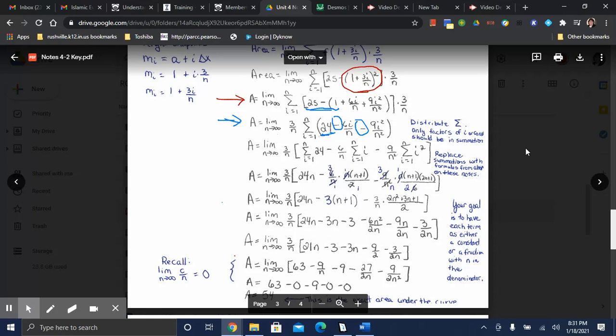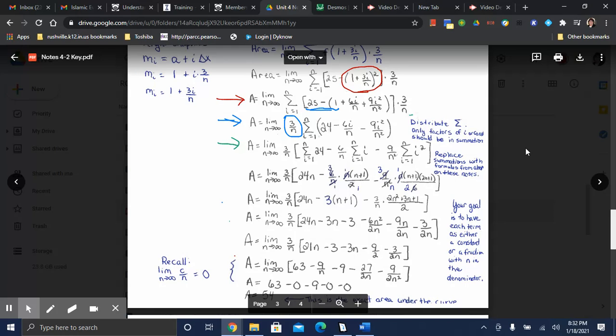The limit as n approaches infinity. I did do one other thing. I also moved to the outside of the summation, but after the limit, I moved the 3 over n. Any factor that does not have an i can be moved outside of the summation symbol. So I moved the 3 over n. And then we're going to move to the next line. I'll do it in green.